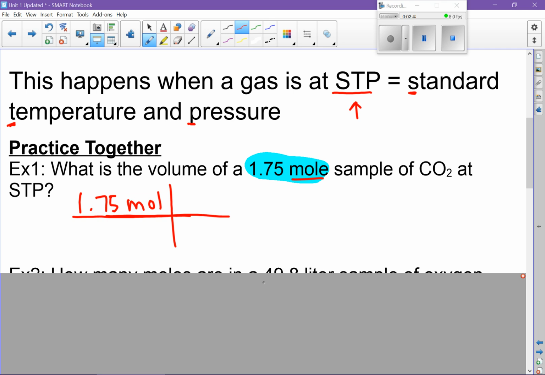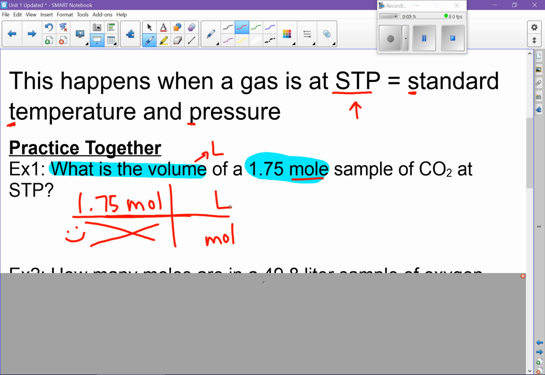Now, think about a ball. If you throw a ball up in the air, it always comes down. Right now, mole is on the top of our fence, so it's going to go on the bottom of the fence. We never put anything over here. You can put a smiley face there if you want, but never any numbers or anything important. In this question, it's asking me to solve what is the volume. Remember that volume means liters, so I need to find liters. The thing that you're looking for goes on the top.